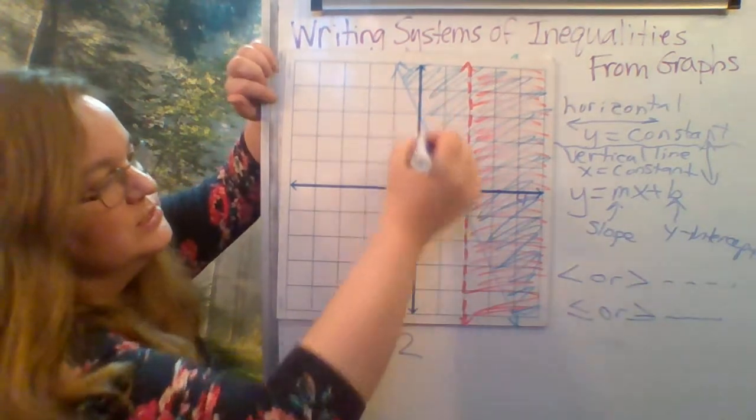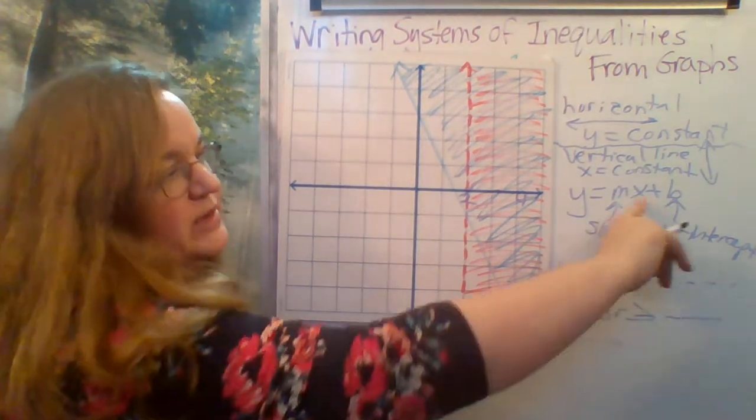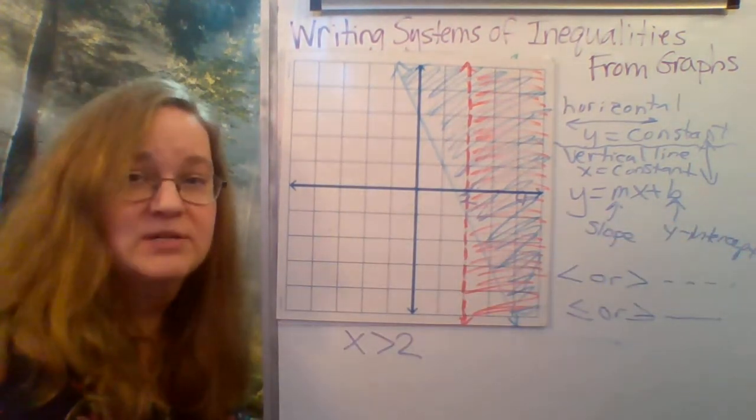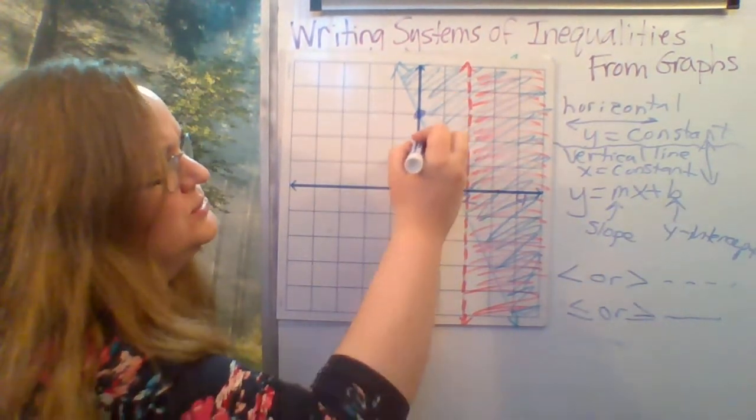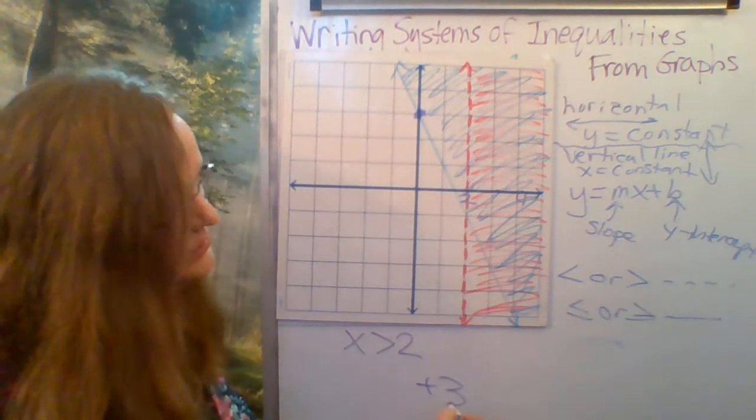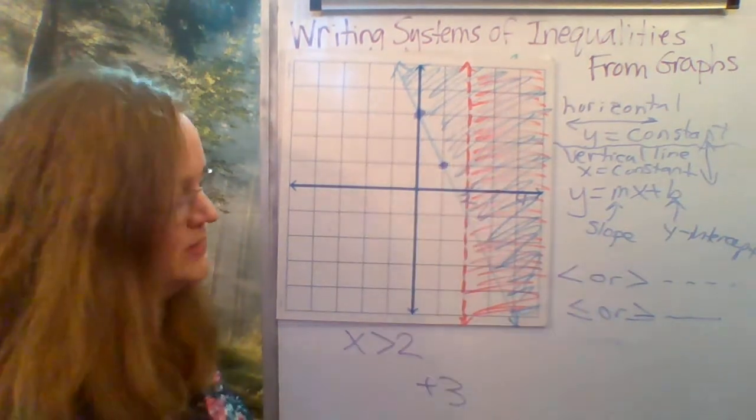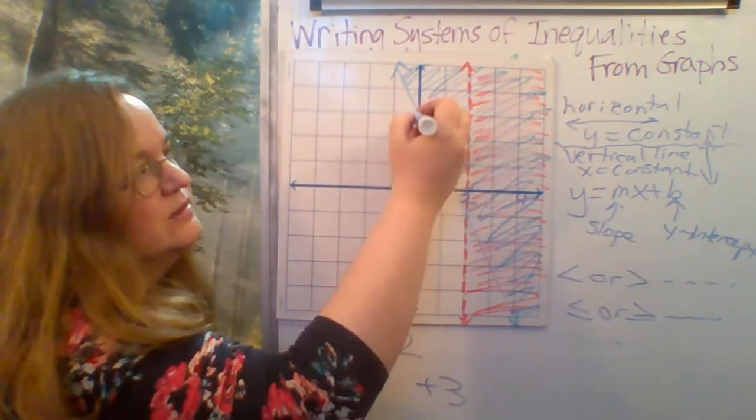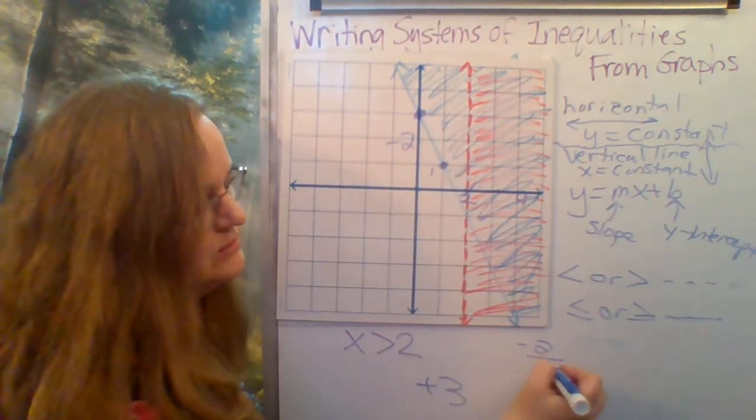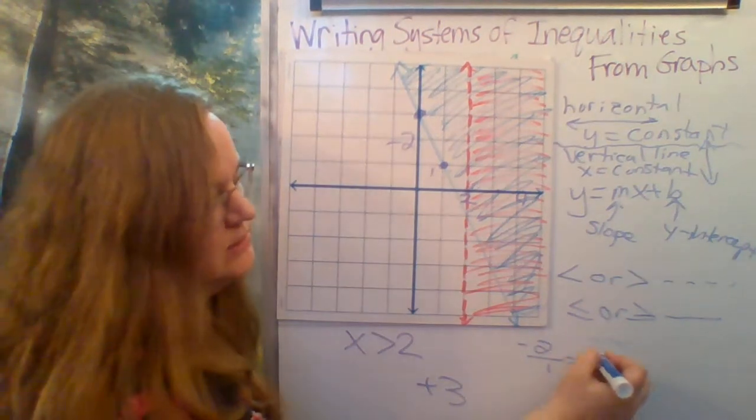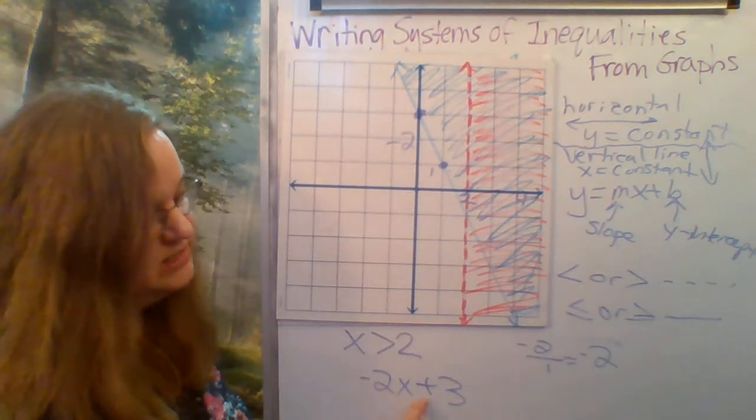If I look at the other one, it is a normal line. It's not horizontal or vertical. So I'm going to go back to my y equals mx plus b. The first thing I'm going to do is identify the y-intercept. My y-intercept is right here at 1, 2, 3. So I'm going to start with a +3. Okay. And then I've got to find another point. It looks like right there. And so to go from here to here, I need to go down 2 and over 1. So -2/1 simplifies to -2. So my slope is -2, and then times x plus 3.